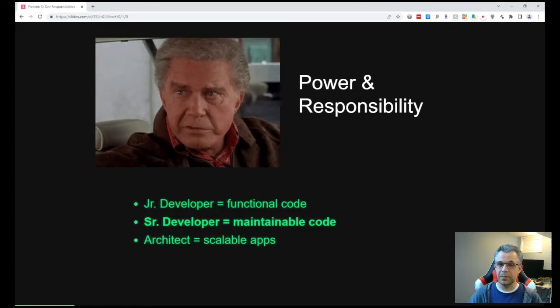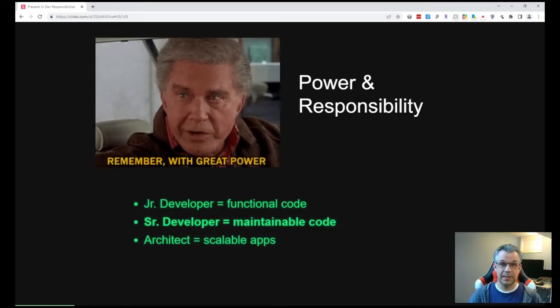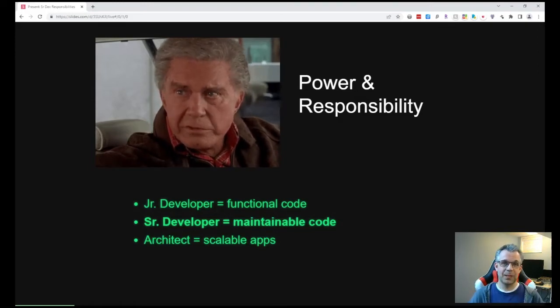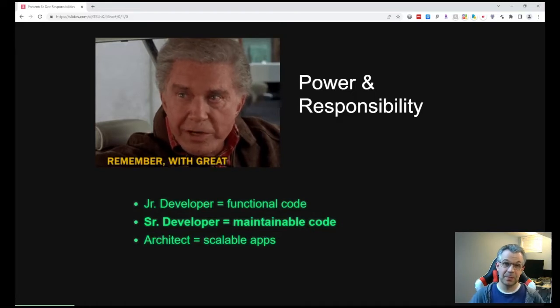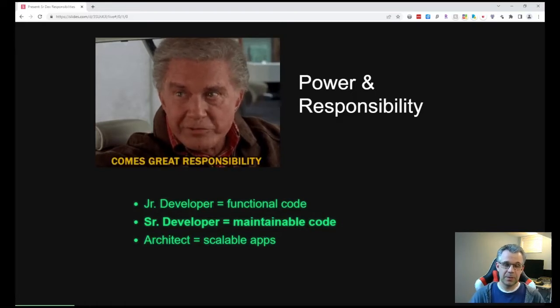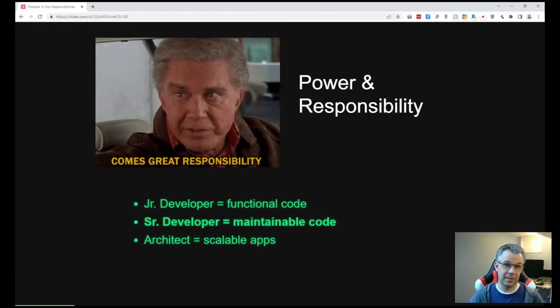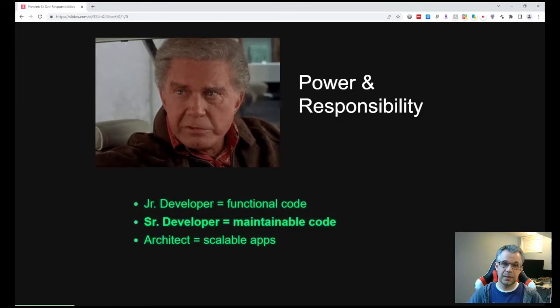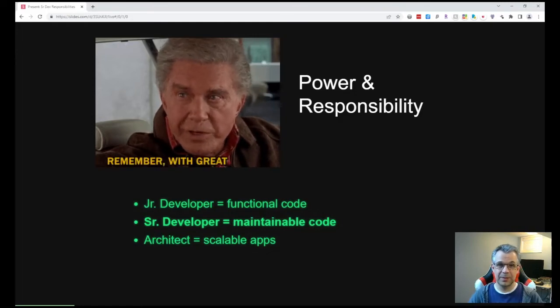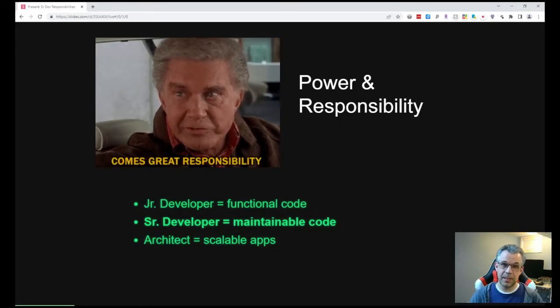Senior developers not only write functional code, but they need to write maintainable code. And we'll get into a lot later about what maintainable code means. But for now, just think of it as code that can easily be expanded upon, bug fixed, tested, those kinds of things to make sure the quality of the application is high. And finally, an architect's job is to build applications that scale well.